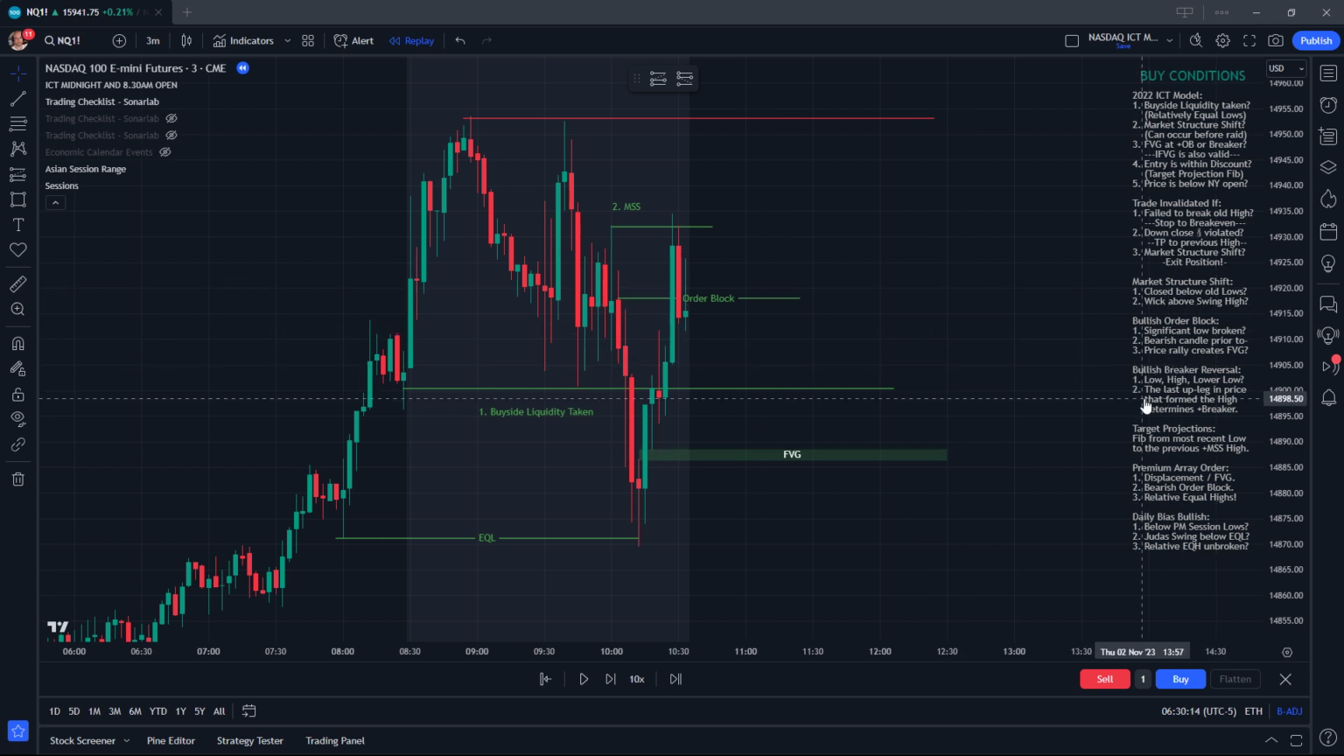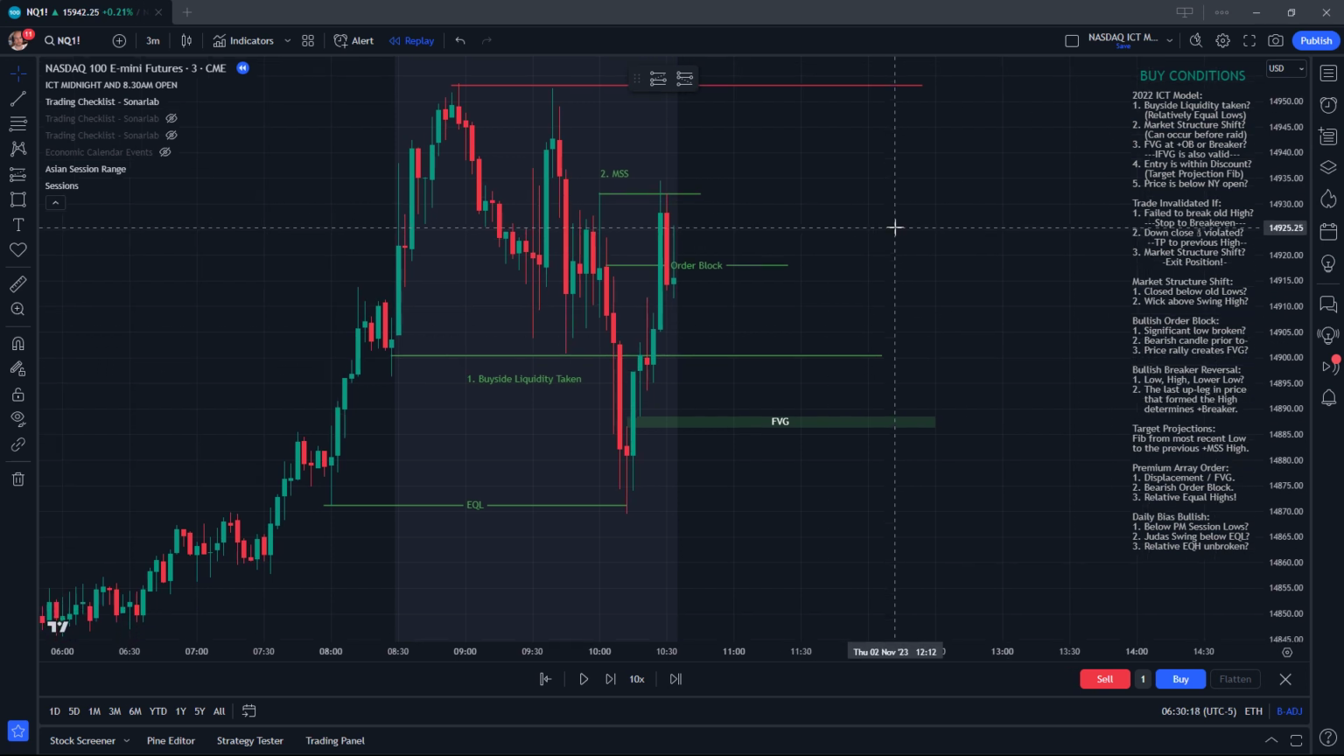Let's see if we can find a bullish breaker to try and support the idea of price going higher. So the main thing is I just want to learn these concepts. I want to feel confident that they work. Doesn't mean I have to always take a trade. So a bullish breaker, we need a low, a high, and a lower low.